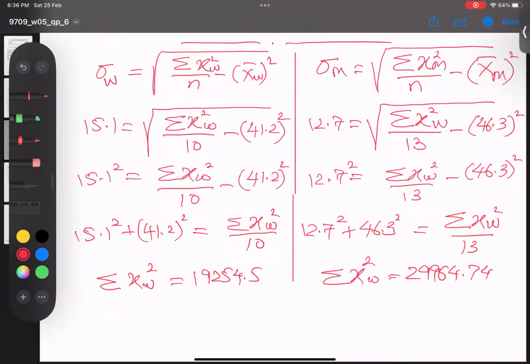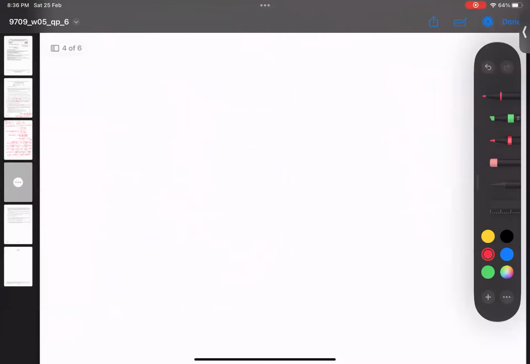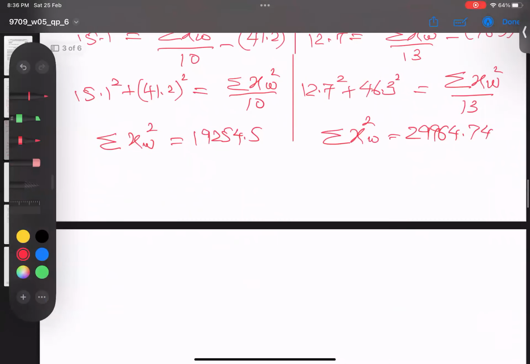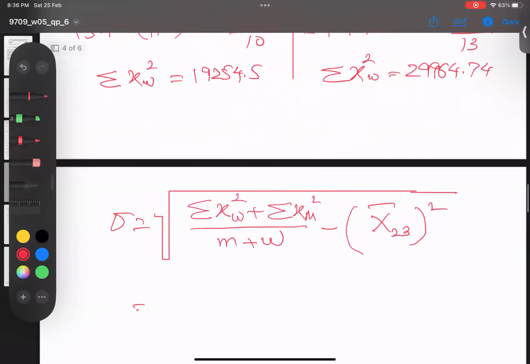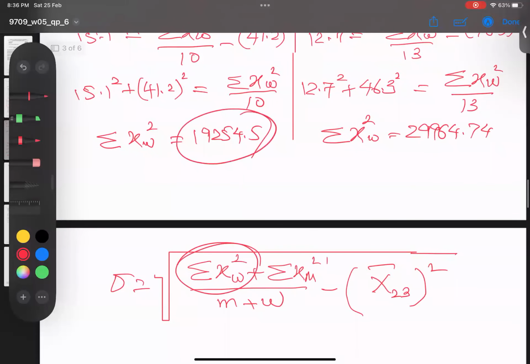You know it very well, if I'm looking for the whole group deviation, it's not a hard job for us. What is the formula of the whole deviation? It is sigma x square of women plus sigma x square of men, divided by the number of men plus women added together, minus the mean of all 23 people, squared. I repeat, the mean of all 23 people square. So let's start, and luckily we have these values here, so I just simply add them.